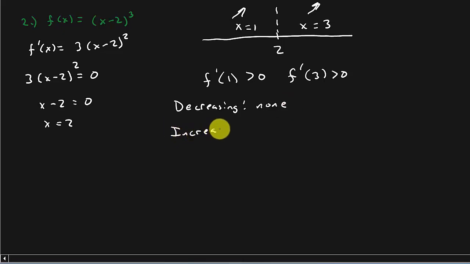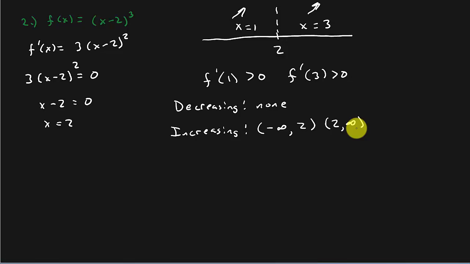And then increasing, it's increasing from negative infinity to 2 and 2 to infinity. It's increasing from negative infinity to positive infinity. That's all the function's doing, is increasing.